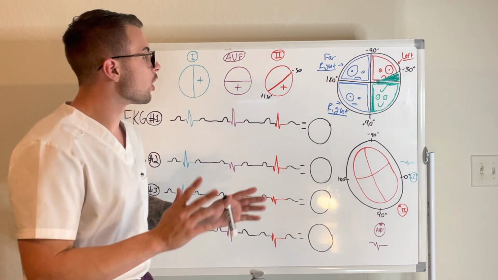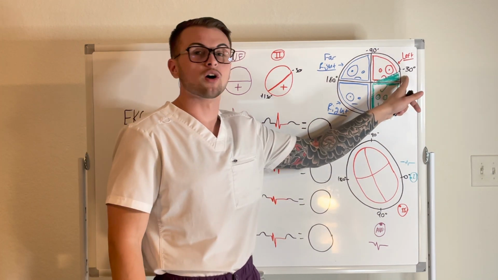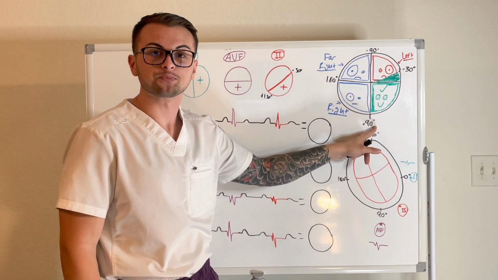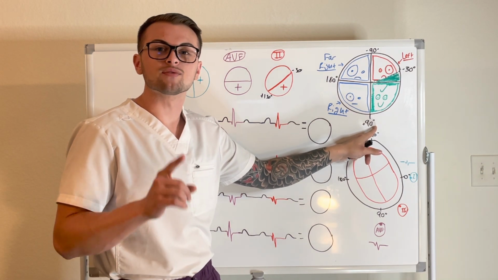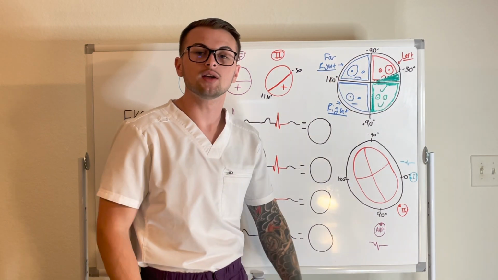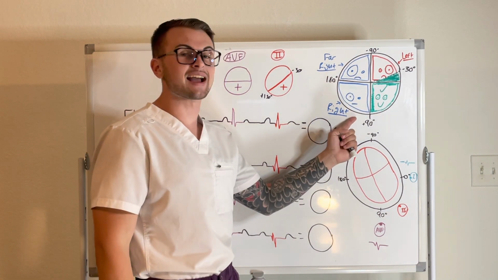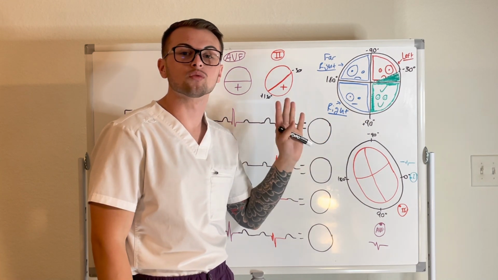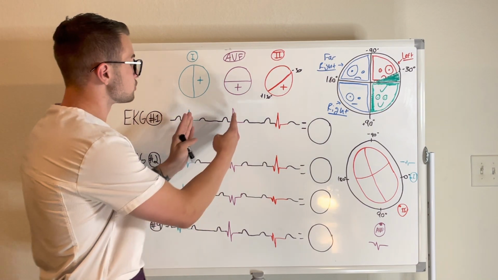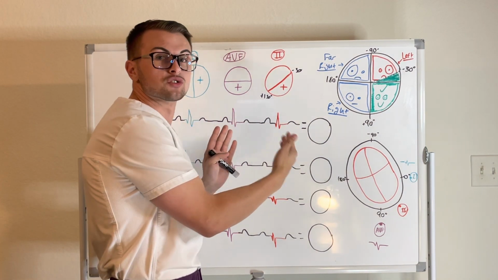Okay, so we know from our previous video that the normal electrical axis of the heart is between -30 and +90 degrees. So how do we know if our heart has an axis to the left, in the left quadrant, that we call left axis deviation, or if it has an axis to the right, which we call right axis deviation? Well, all we have to do is use our same little trick, but we'll add one more additional step.